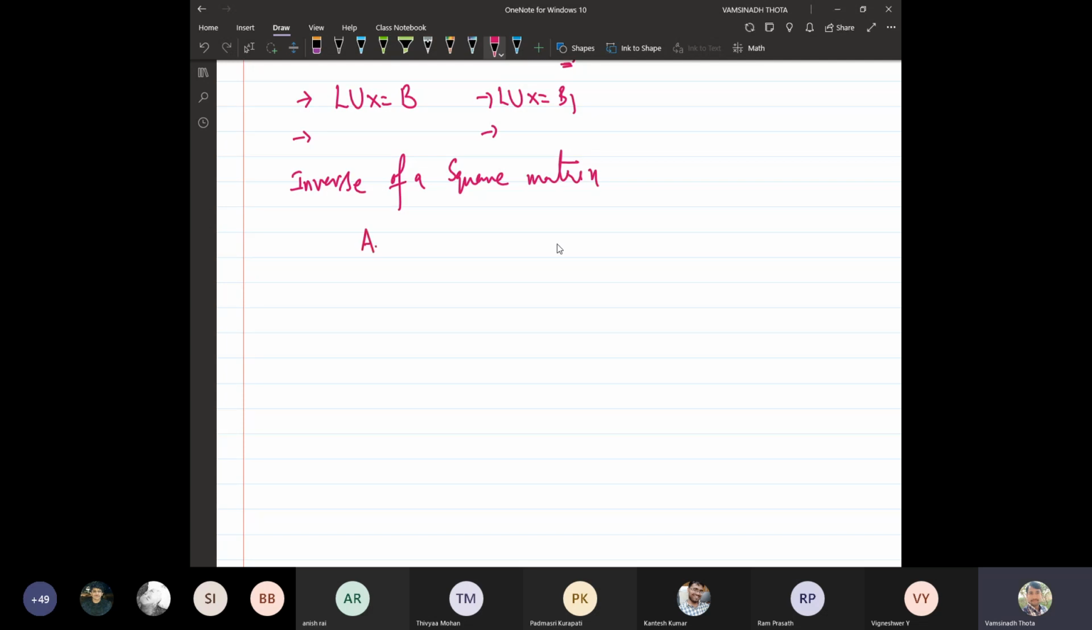Suppose assume that A is an n by n square matrix, and assume that it has an LU decomposition, and that is given by L into U. Now, if you have the LU decomposition, then how to find the inverse of the matrix A? Inverse of the matrix A we have evaluated using the elimination processes also, Gaussian elimination, Jordan elimination also we have evaluated. But using the LU method, LU factorization, how to find the inverse?